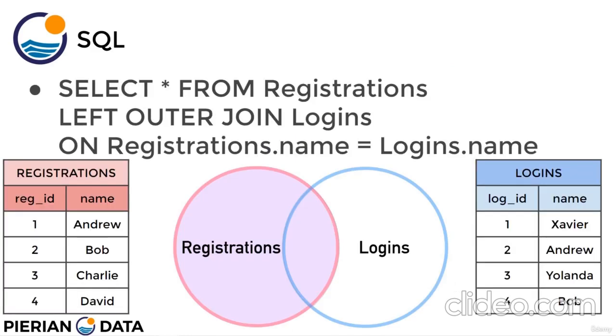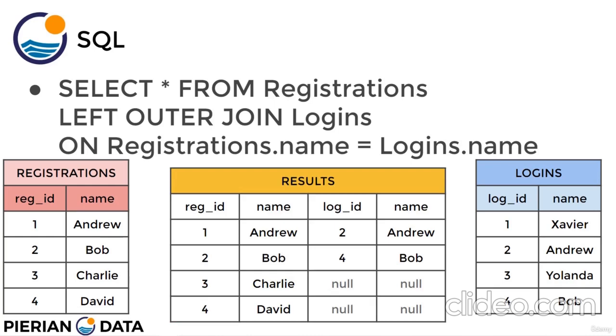So what we're going to say here is select everything from registrations, perform a left outer join on logins on registrations.name equal to logins.name. And what does this actually look like? Well, it's going to return the following.